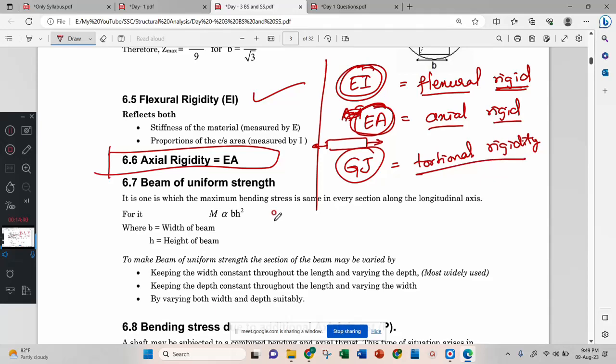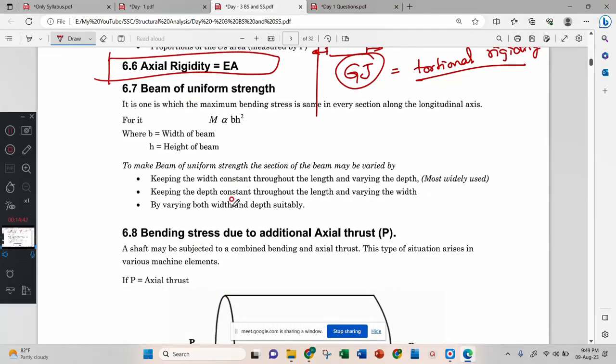Remember this. Okay. Now uniform beam strength. To have a uniform beam strength, M is directly proportional to b h square.